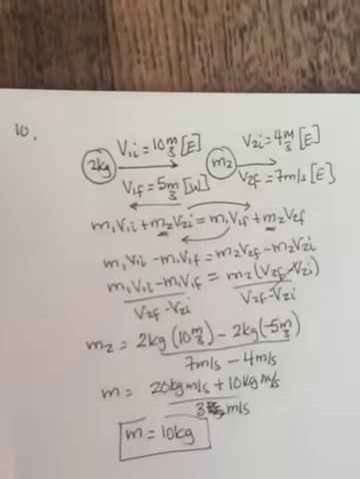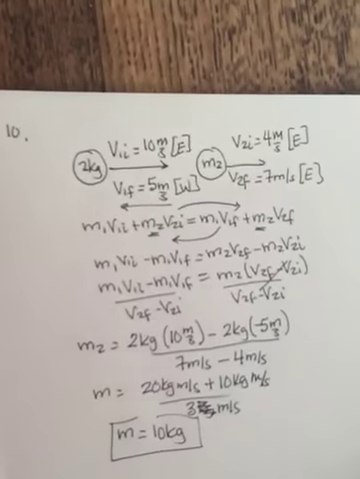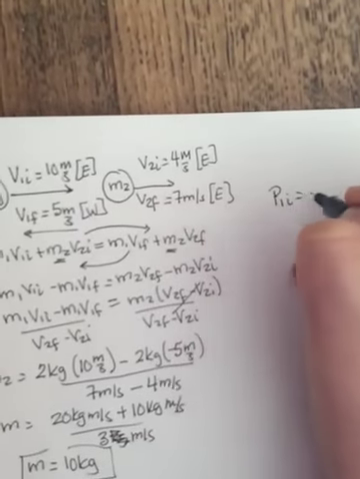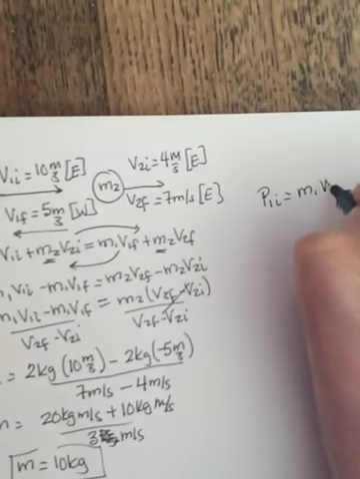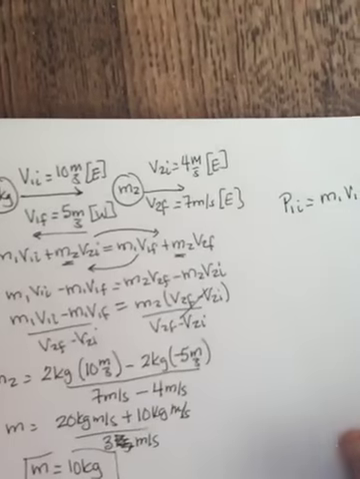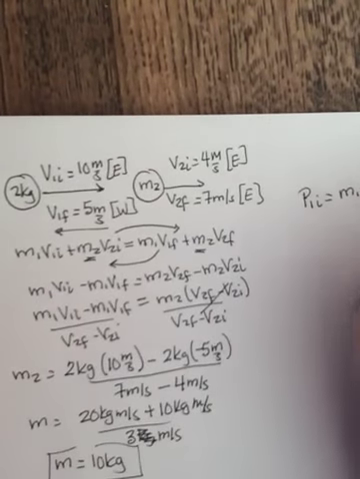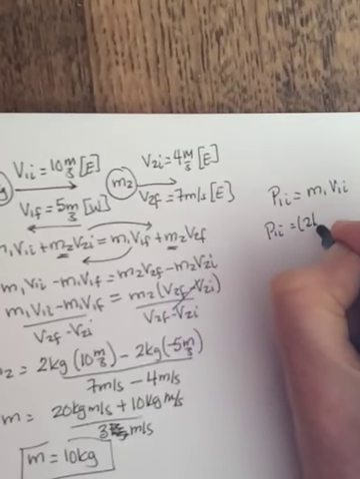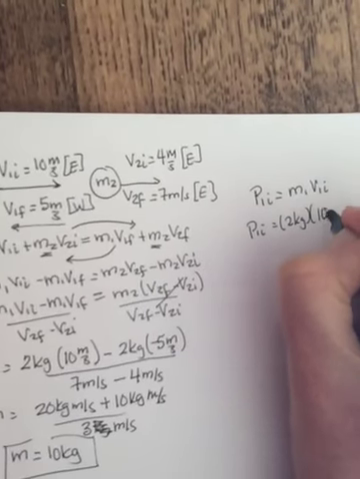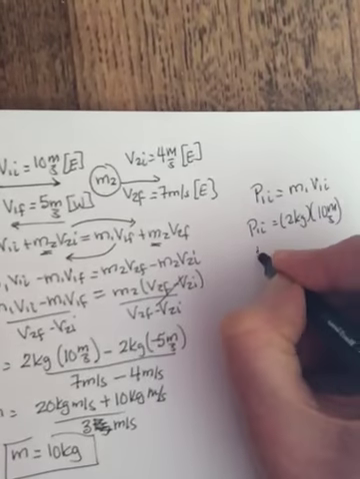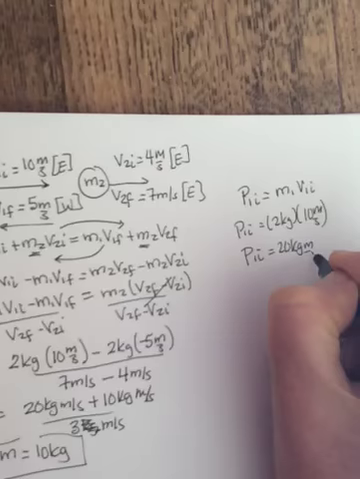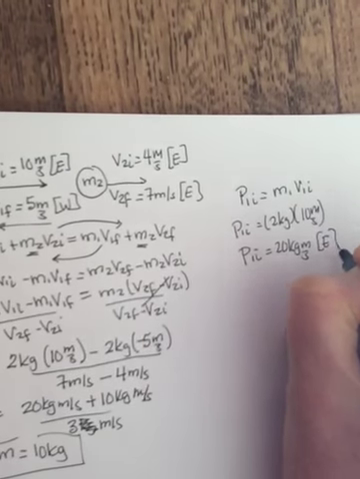Part B says, what's the initial momentum of the red ball? So it's just looking for P1 initial, and that's equal to M1V1 initial. It's not looking for change in momentum, and the red ball was the 2 kilogram one. So P1 initial is 2 kilograms times 10 meters per second. P1 initial is 20 kilogram meters per second. It was initially going east.